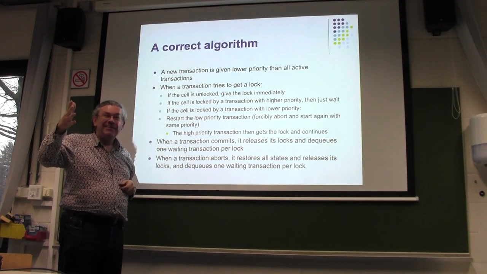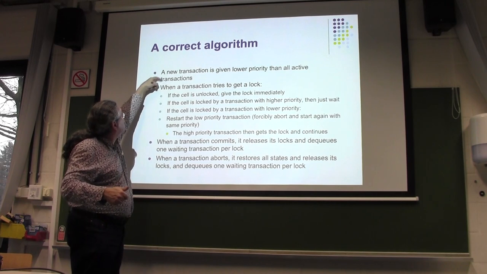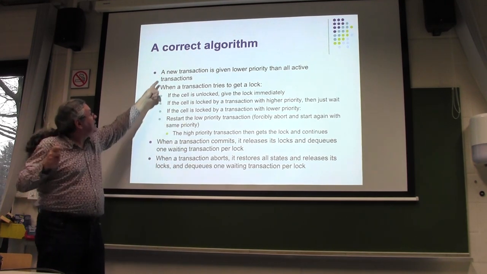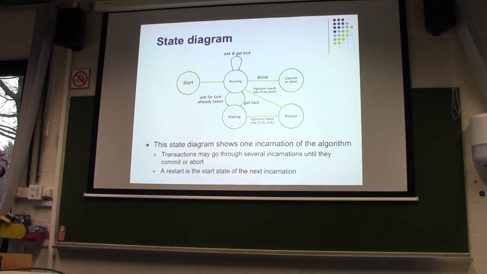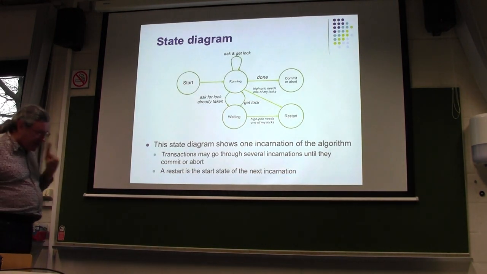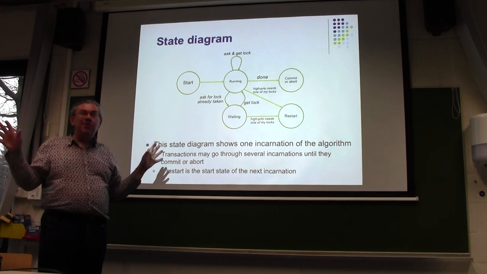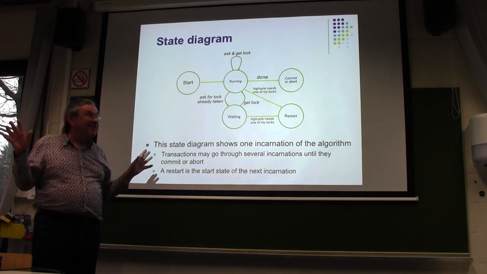Is that answering the question? You can't just arbitrarily give priorities. The system gives priorities. Okay. That makes sense. And then you can show by induction. There's always one transaction which has the highest priority, and nobody can stop it.